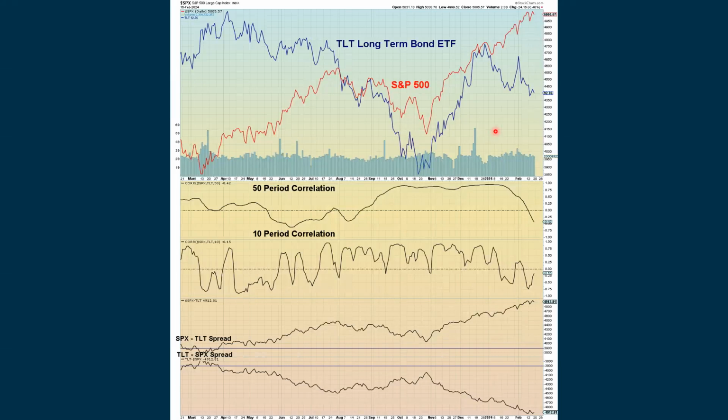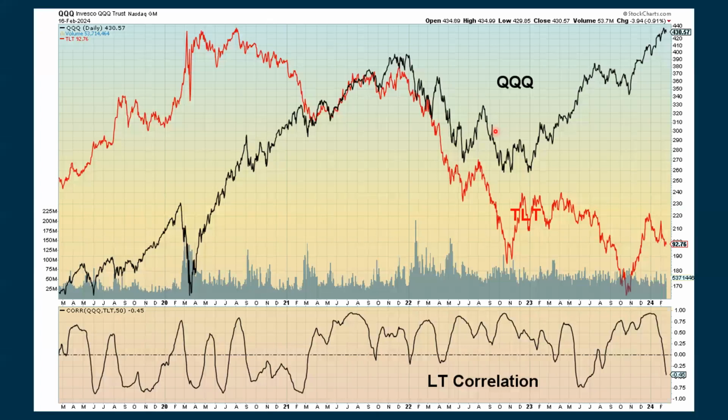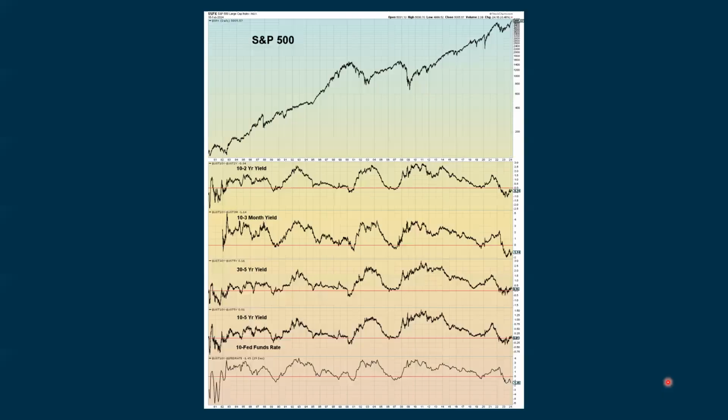Are stocks and bonds going in the same direction or in opposite directions? Then we look at a ratio of the Qs, which is the NASDAQ 100, with the TLT, the bond ETF we just talked about. And for a while near the end of the year, they had a really strong relationship. Now that's starting to go to the point where they're having more of a tendency to go in opposite directions of each other.